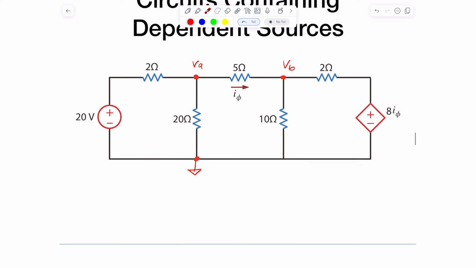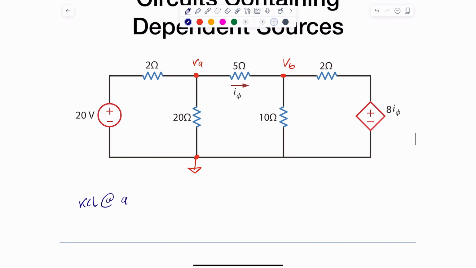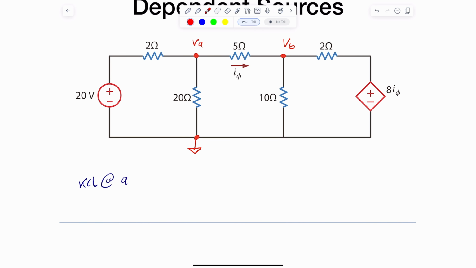All right, we'll start with node A. So I will write KCL at node A. I will start with this current in here. That will be VA minus, well, the voltage here is 20 volts above the reference. So it is simply VA minus 20 divided by 2. Remember, that's basically the current. So this is an equation for our current, VA minus the 20 divided by the resistance, which gives me the current leaving VA. Plus I have the other one in here, the current going through the 20 ohm, which is simply VA divided by 20, plus, which is pretty much my I phi in here.